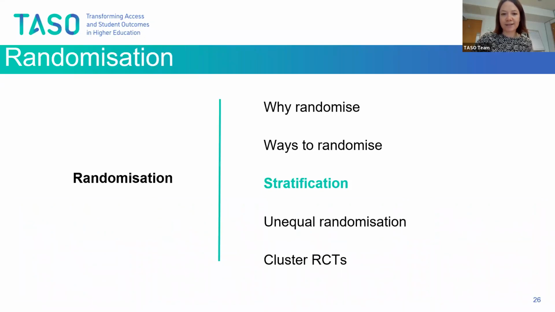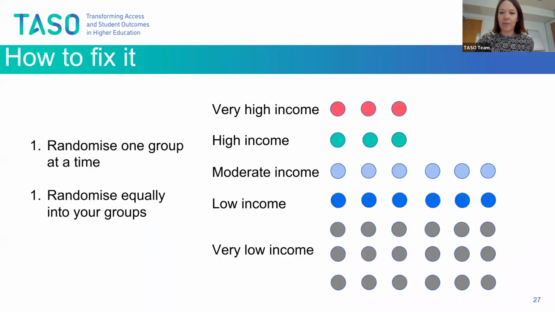So this brings us to something called stratification, which is basically a solution to that challenge. Simply what it means is that first we gather participants into categories or groupings of income earners, and we call these strata as part of the stratification. You can see here we've got very high income earners all the way through to very low income earners, and then we randomize one strata at a time. We randomize them equally into the intervention and the control group.